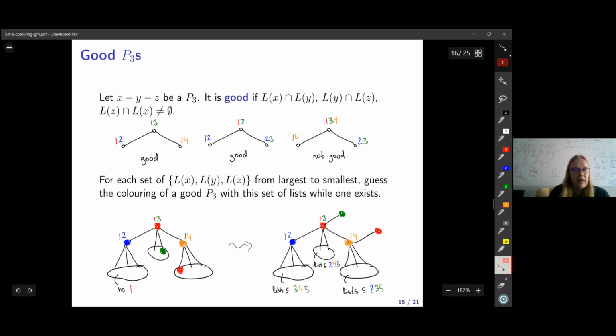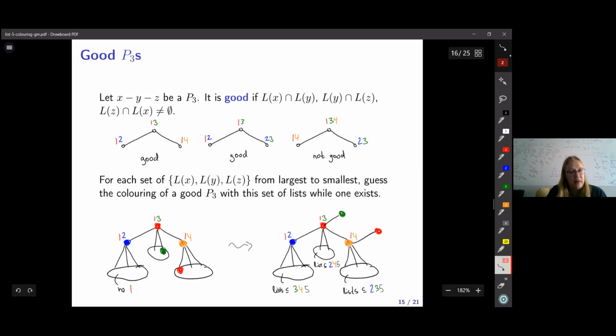So what I will do is I'll go through them according to the three lists that occur in it, from sum of the sizes largest to smallest. And now if I have a good P3 here, what I will do is guess its coloring, and note that we can because we just pick one P3 and that has no choice in it, and then we'd look at its number of colorings and its 3 vertices and k colors, so there's a constant number of options.